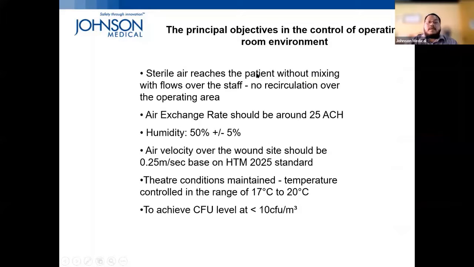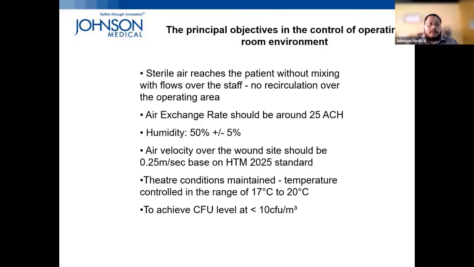So the principal objective in the control of the operating room environment is that the sterile air reach the patient without mixing the airflow over the staff, meaning there is no recirculation over the operating area. The operating area needs to have clean air. So the air exchange rate around the operating theater should be about 25 ACH, and the humidity preferably is 50% plus or minus 5% in the OT.